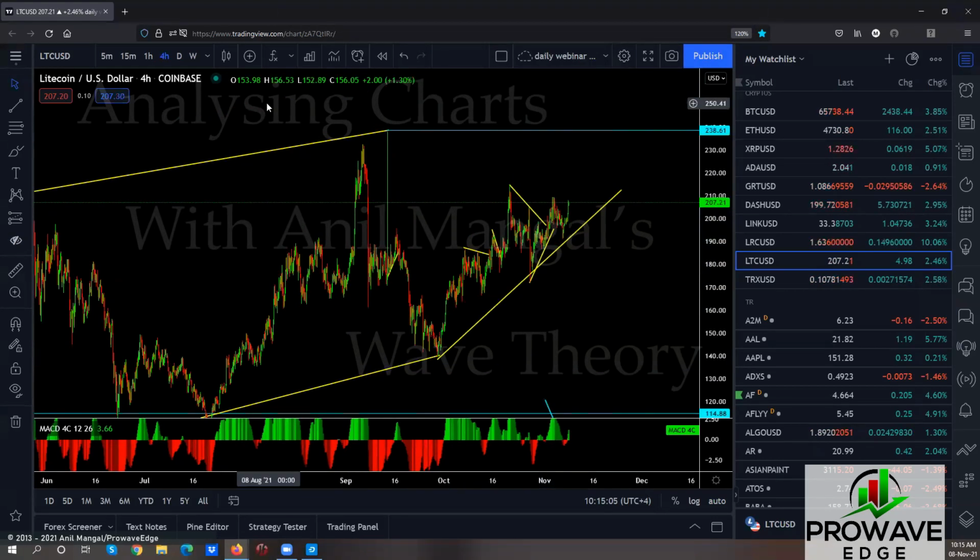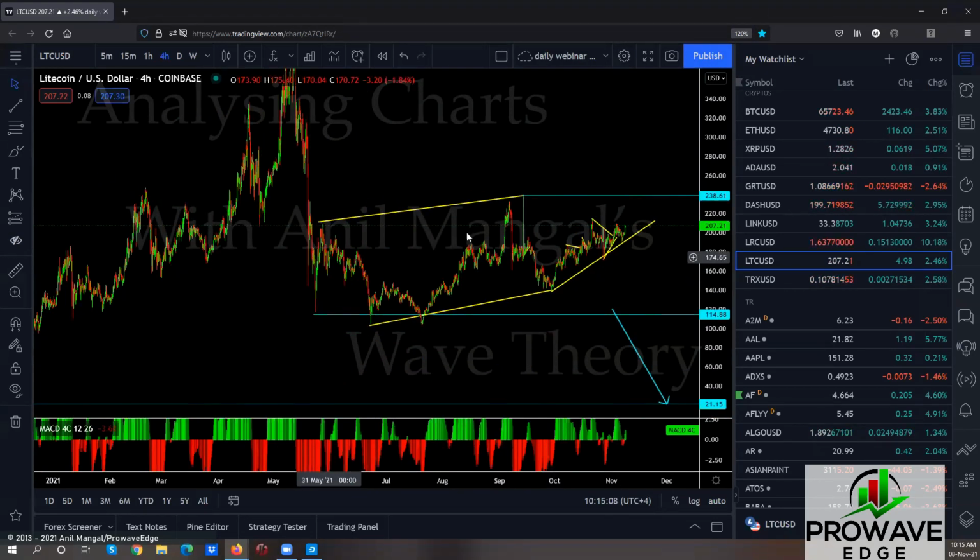Can they break this top first? I think, yeah, you can also go break that top first. Still in a big correction.